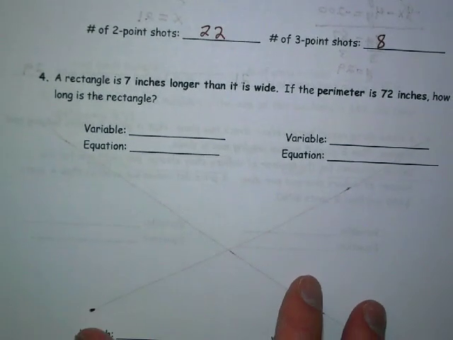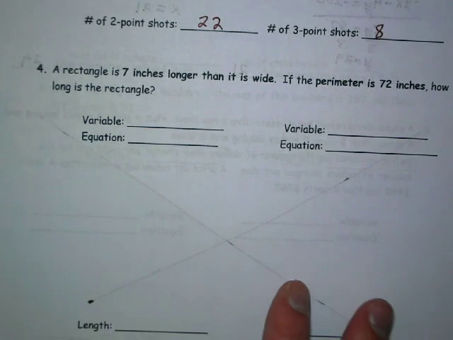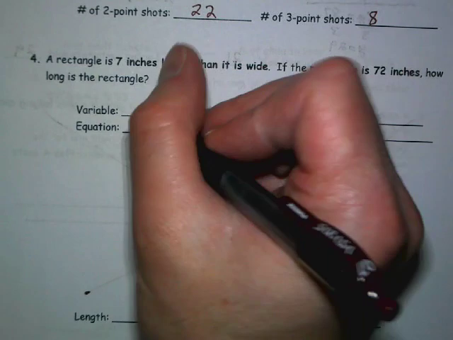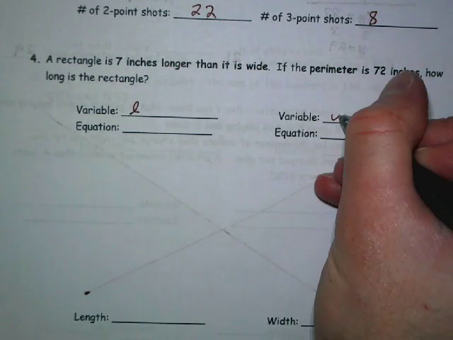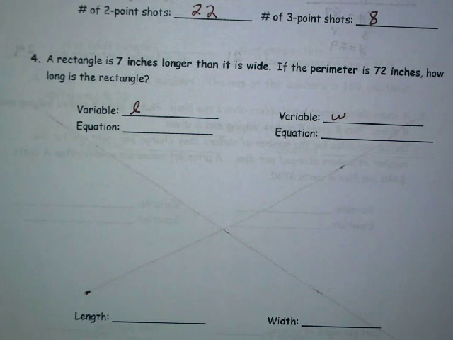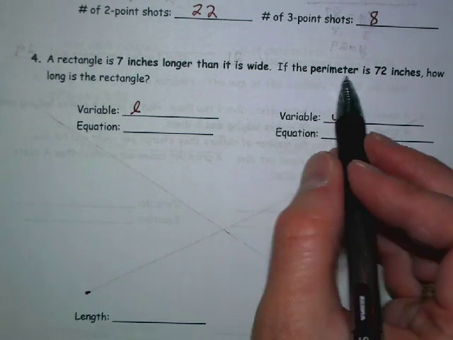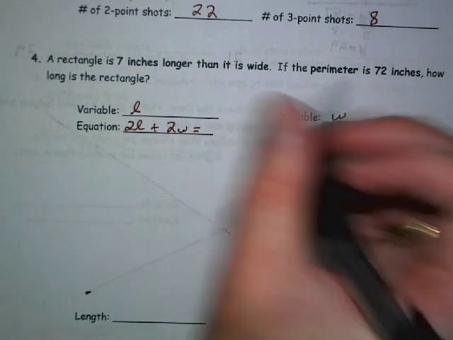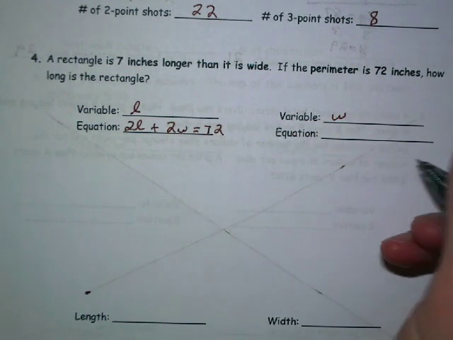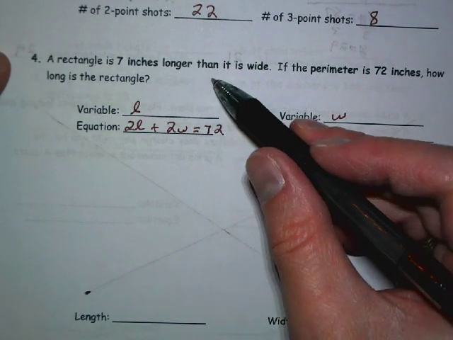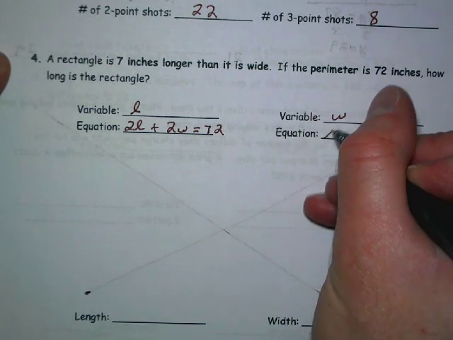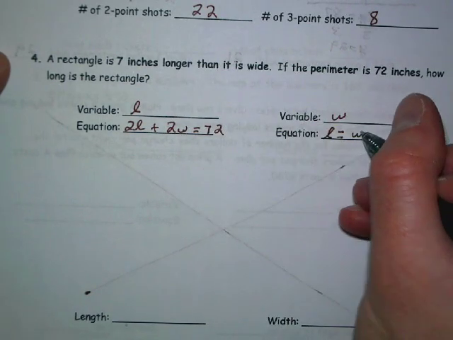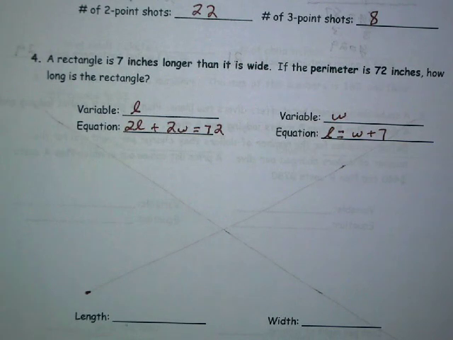Okay, number 4 now is a rectangle problem. A rectangle is 7 inches longer than it is wide. If the perimeter is 72 inches, how long is the rectangle? So anytime we're dealing with a rectangle, we're going to have length and width. And you can figure out what the L and W stand for there. So perimeter equation, remember that's the one that never changes. It's always 2L plus 2W. The only thing that changes is what it's equal to, which in this case is 72. Then our other equation, it's 7 inches longer than it is wide. Whichever side's bigger, you put by itself. So L equals 7 inches longer than the width. We could write width plus 7 or 7 plus width.